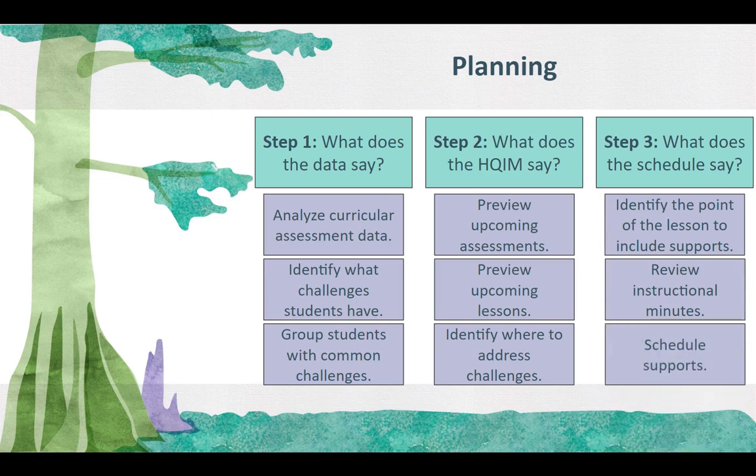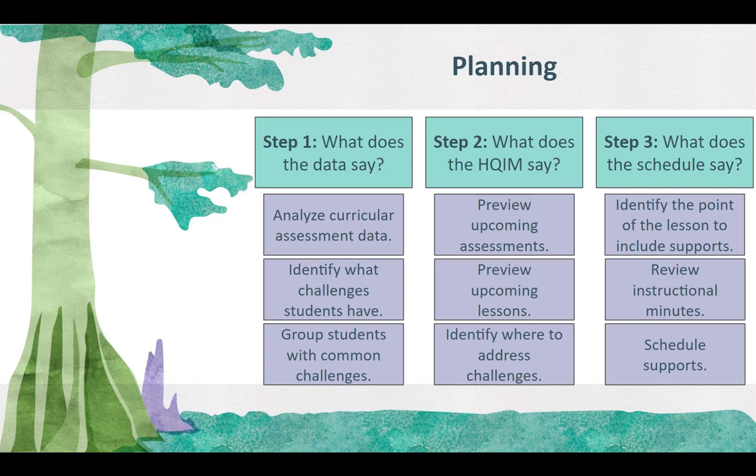Finally, you'll want to schedule when your supports will be implemented. Annotate your lesson notes to include at what point of the lesson the supports will benefit the identified students the most. The idea is not to remediate, but to support students in accessing the skill or knowledge with a scaffolded approach within the context of the core instruction, not in isolation.